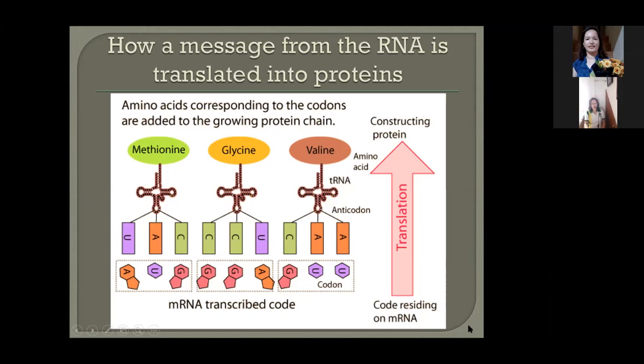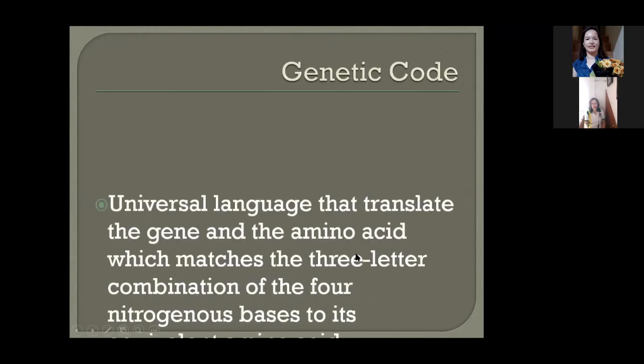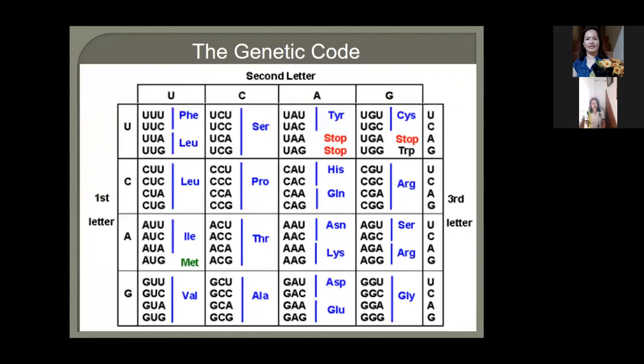So for you to check the amino acid, you are going to make use of the genetic code. So what is this genetic code? This is a universal language that translates the gene and the amino acid, which matches the 3-letter combination of the 4 nitrogenous bases to its equivalent amino acid. And this is the table for the genetic code.